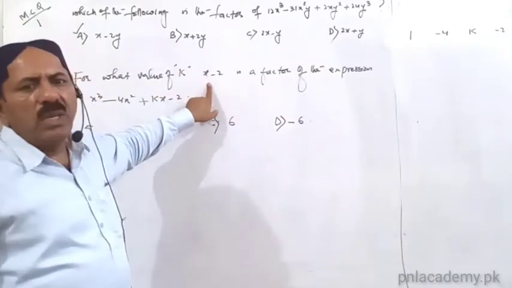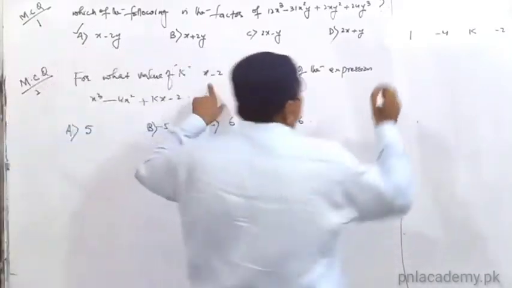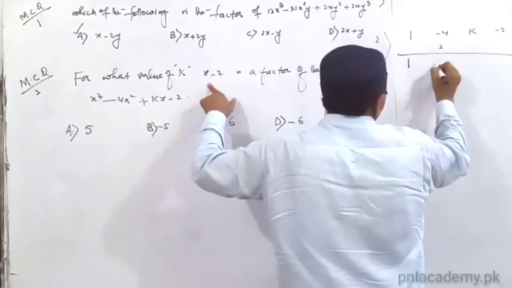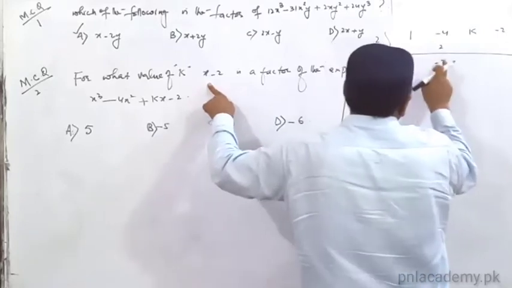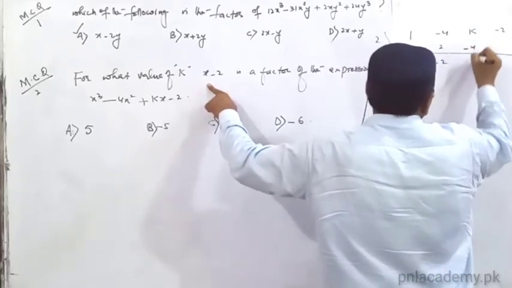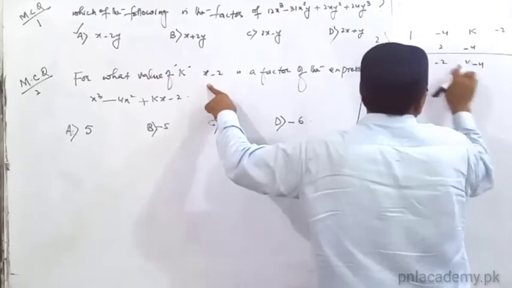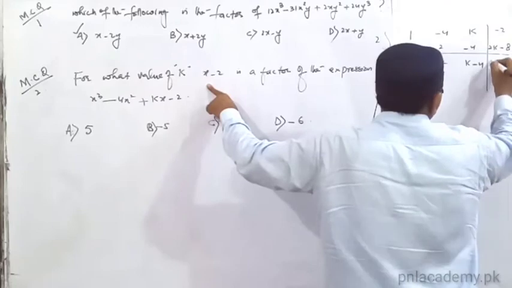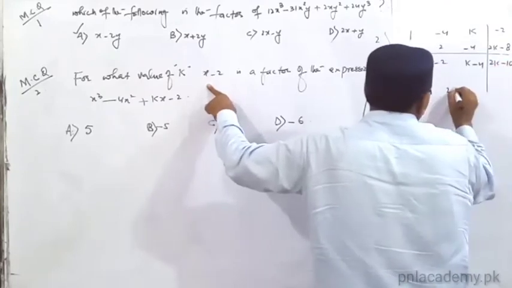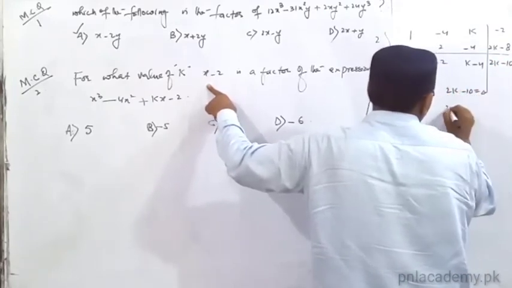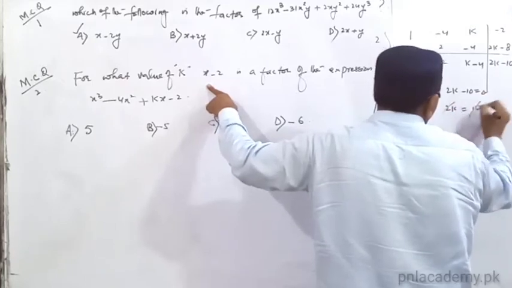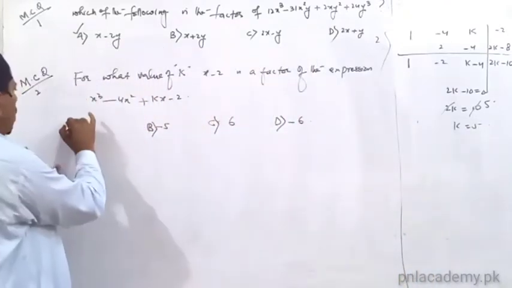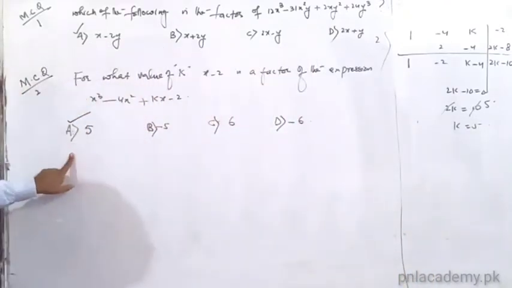X minus 2 means we have to substitute the value of x is equal to 2. 2 cube minus 4 into 2 square minus 4k into 2 minus 2, which gives 8 minus 16 minus 8k minus 2. This will be minus 8k minus 10, and setting it equal to 0 gives 2k minus 10 is equal to 0. 2k is equal to 10. 2 5s are 10, k is equal to 5. So you have to indicate the value of k is equal to 5.